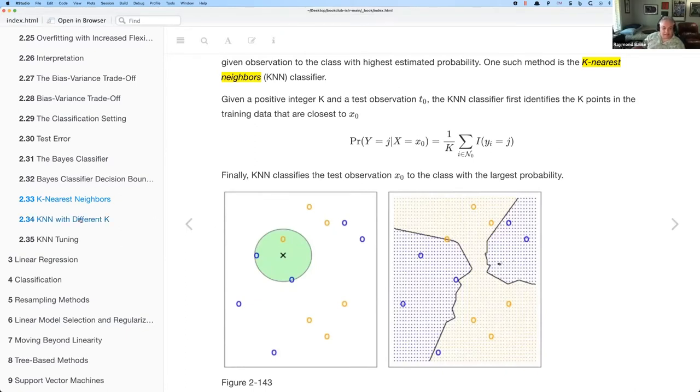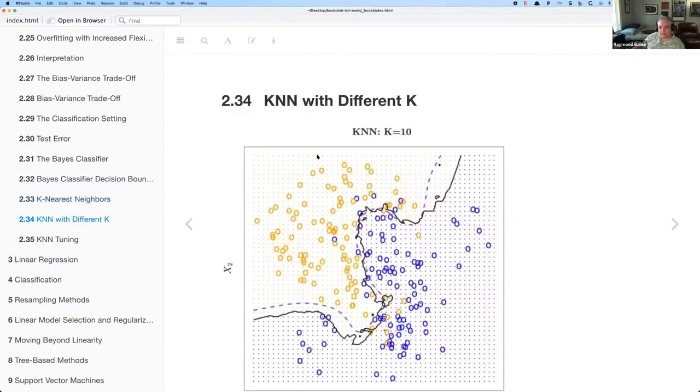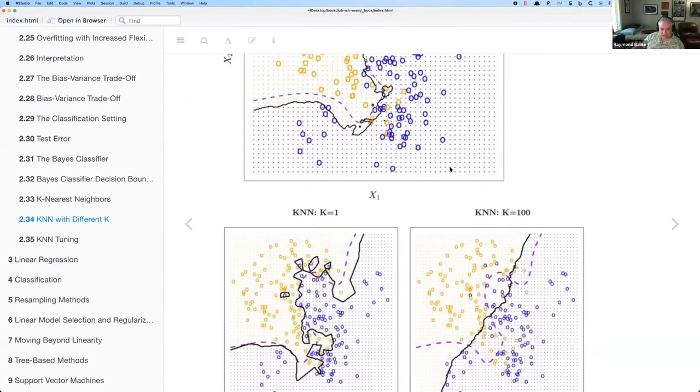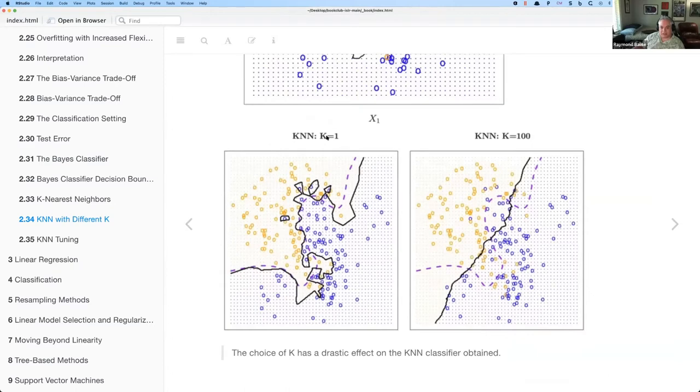I don't think they used the word tuning, but they were describing the idea that you can try different Ks, and with each K you try, you're going to get different sets of classifications. They show you get different amounts of jaggedness depending on what you set the K as. If you set it to 1, it's crazy jagged. If you set it to 100, it's super smooth.